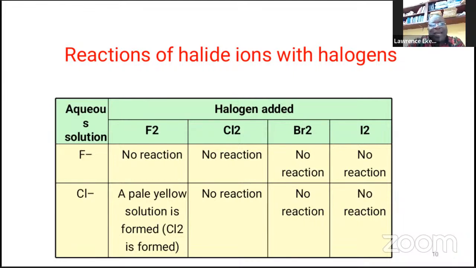When the ions interact with the halogens, this is what the table is trying to explain. So if the fluoride ion comes in contact with the fluorine molecule, there will be no reaction. When the fluoride ion comes in contact with the chlorine molecules, no reaction. Okay, when fluoride comes in contact with any of the halogens, there will be no reaction.